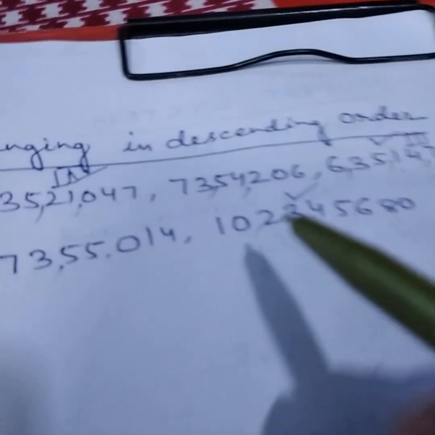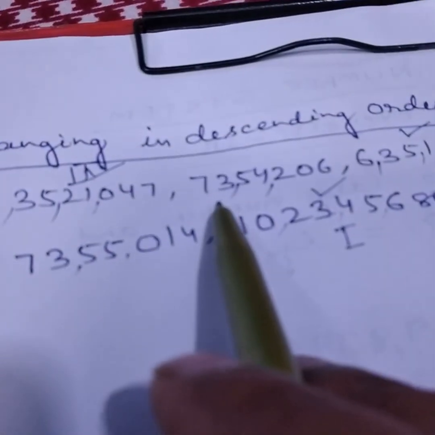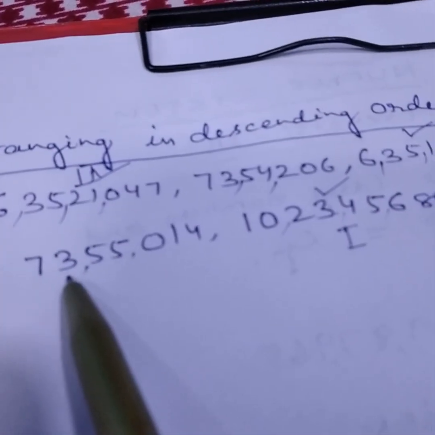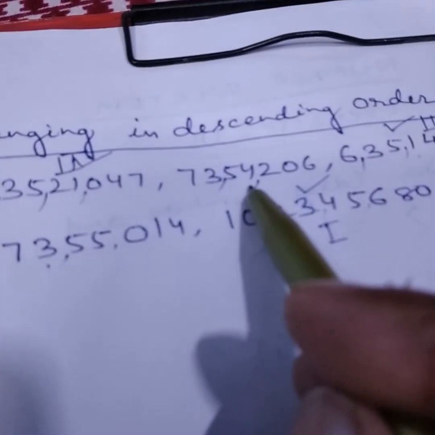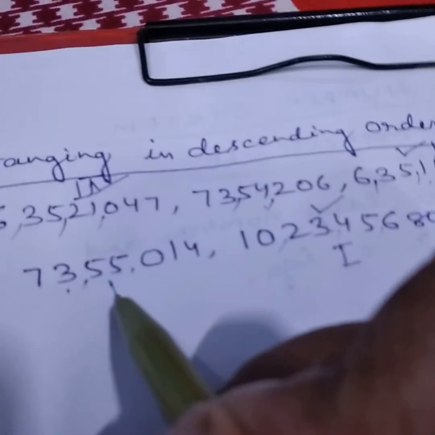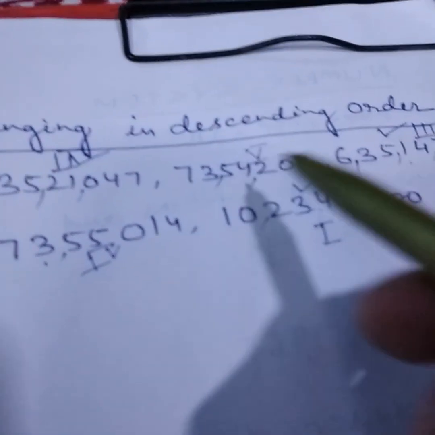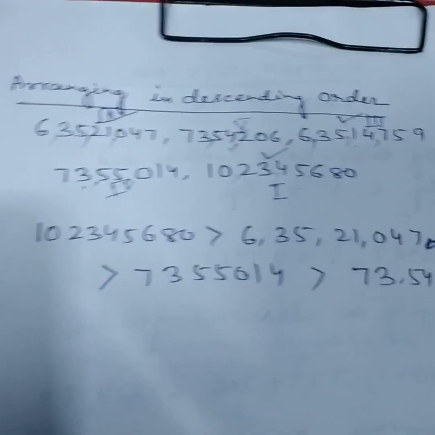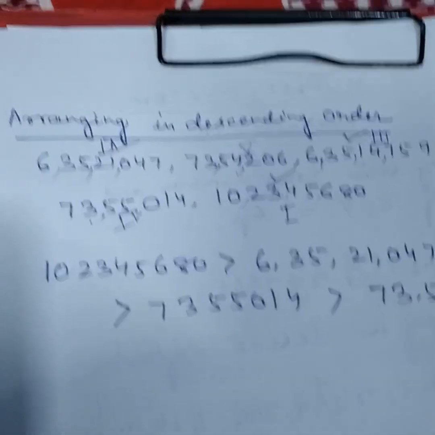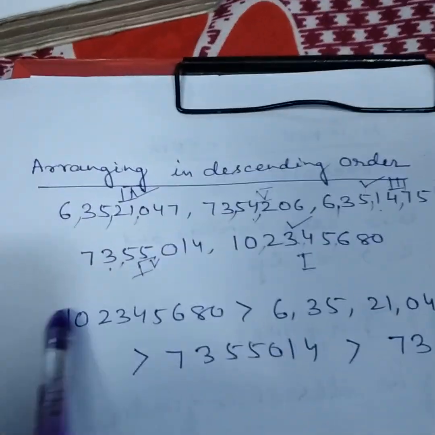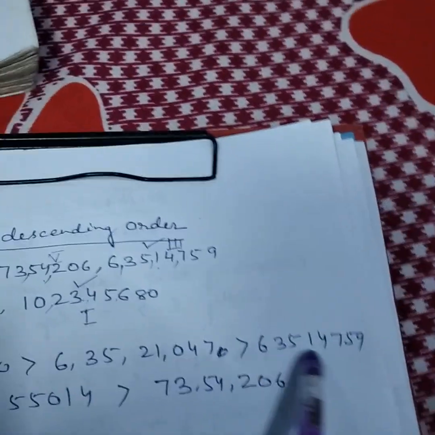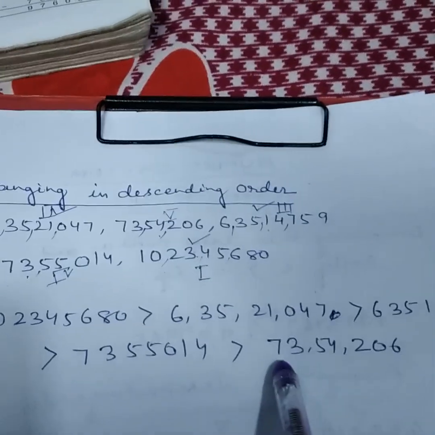Then we have to compare the fourth and fifth. We have to decide which one is fourth and which one is fifth. This one is 73 lakh and this one is also 73 lakh, but here 54,000 and here 55,000. Definitely this one is fourth and this one is the smallest. So now this is the descending order, children: first, then second, then third, fourth and fifth.